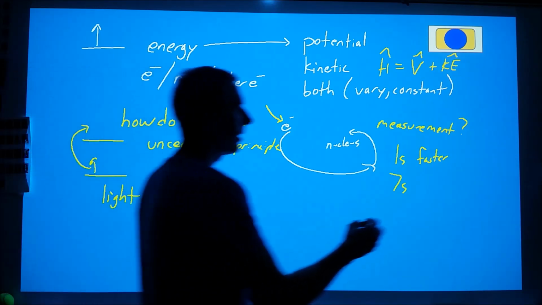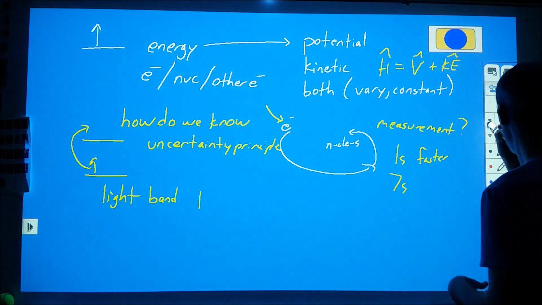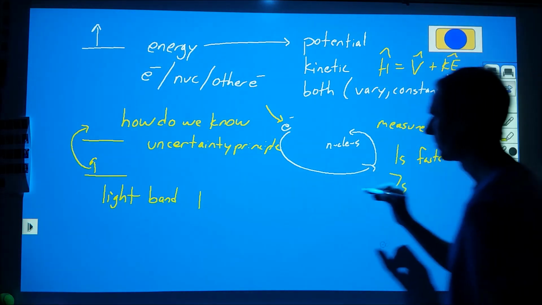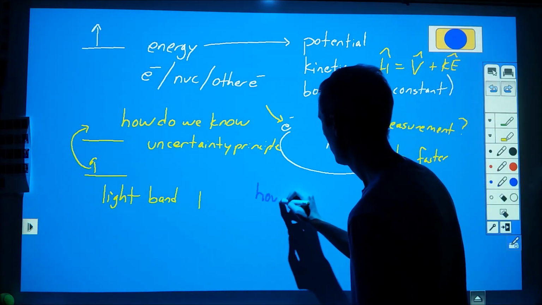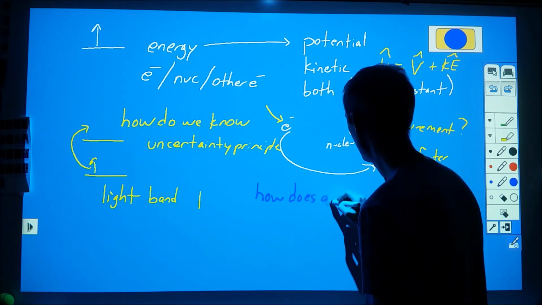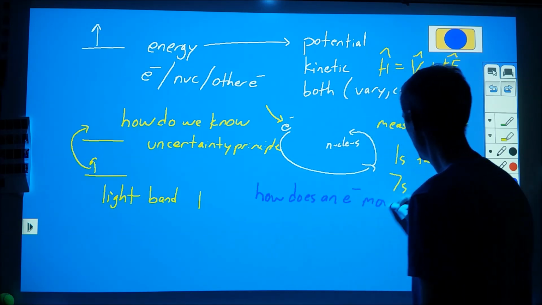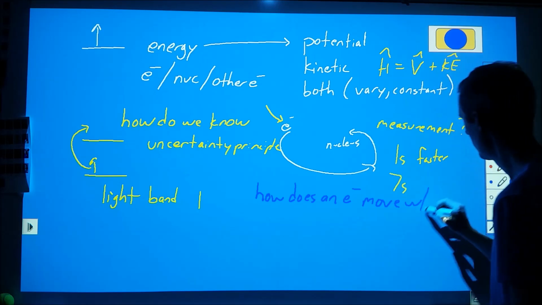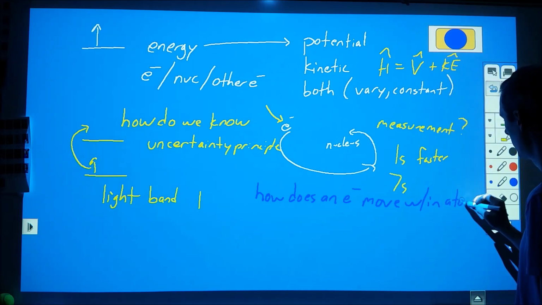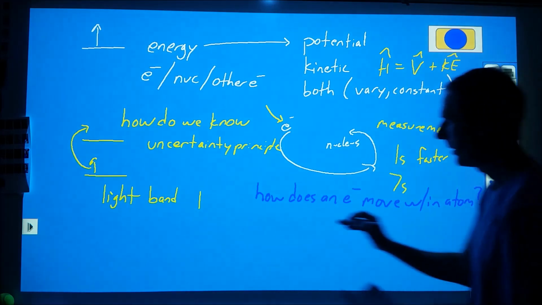So at the end of the day, really what I want to know as a teacher is, how does an electron move within an atom? And how do we know that?